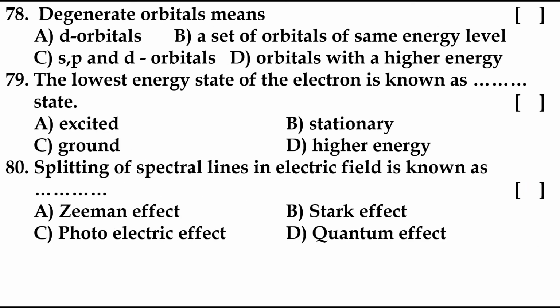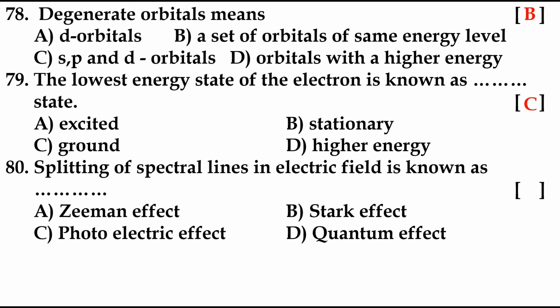78. Degenerate orbitals means A. d orbitals. B. A set of orbitals of same energy level. C. s, p and d orbitals. D. Orbitals with higher energy. Answer is option B. A set of orbitals of same energy level. 79. The lowest energy state of the electron is known as dash state. A. Excited. B. Stationary. C. Ground. D. Higher energy. Answer is C.